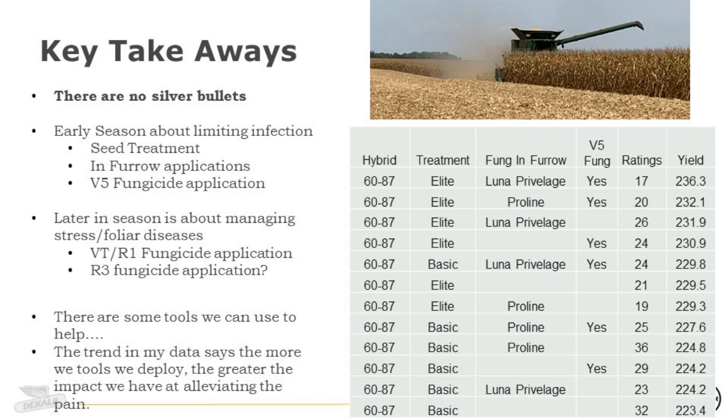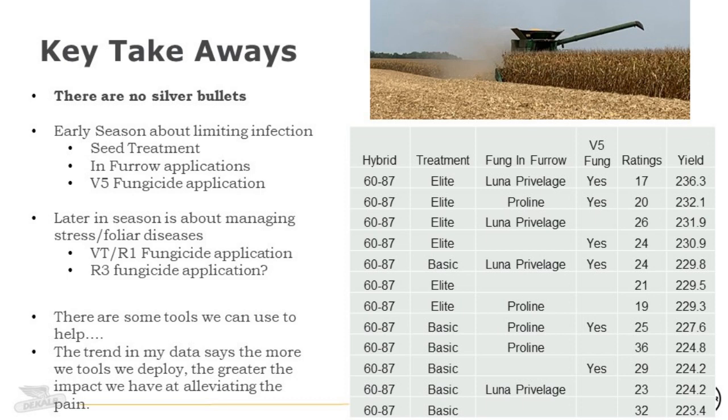The final thing I'll leave you with. Early on in the season, the things we can do are to try to limit the infection, right? So the seed treatment we have on our corn, whether or not we can do an in-furrow application, the V5 or V6 fungicide applications, those are all things that help limit the amount of infection that happens in that corn plant. And later in the season, it's all about managing stress or foliar disease that plant is going through.